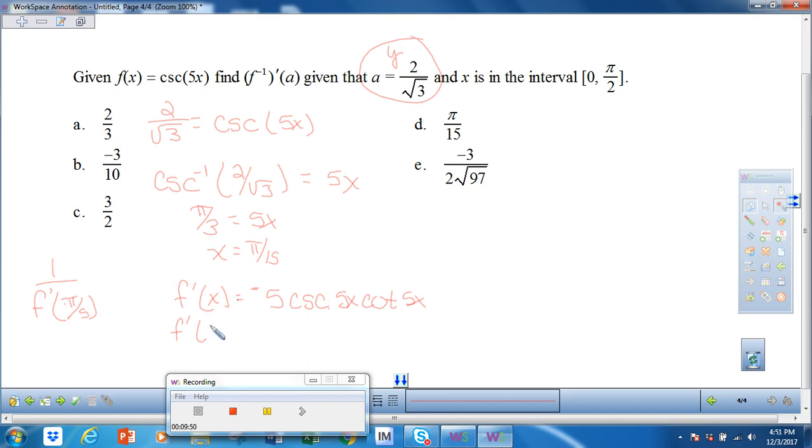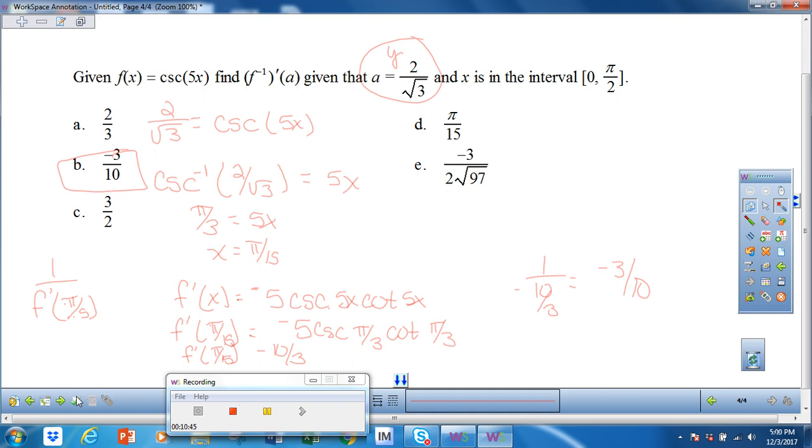So f prime of pi over 15 is negative 5 cosecant, or when I put pi over 15 in there, I get pi over 3, cotangent pi over 3. And using my unit circle, I find this to be negative 10 over 3. But because I am doing 1 over that, 1 over negative 10 over 3 is negative 3 over 10. And so B is the correct answer. Yeah, I know.